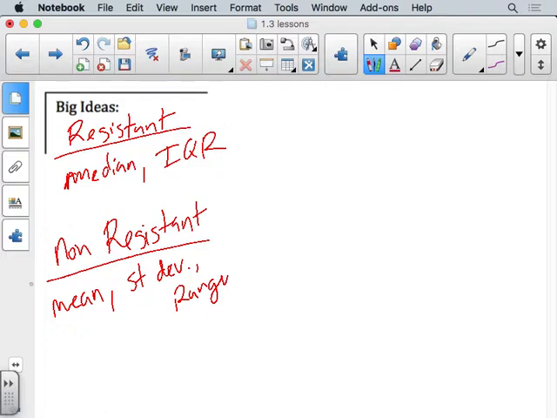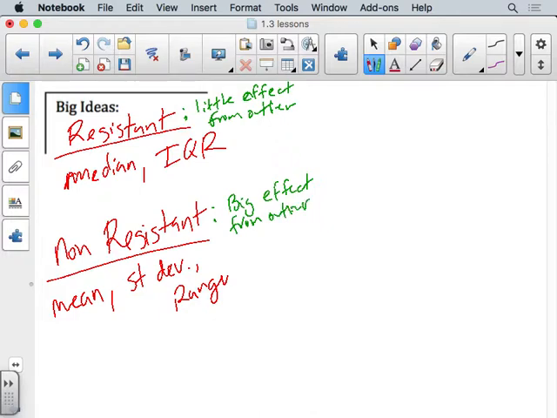And then I guess if I put, because if y'all look back at these, it might be nice to immediately see, like, resistant just means little effect. Would it be affect or effect? I'm always bad at that. It's probably effect. Oh well, little effect from outlier. So those are less affected. And then non-resistant would be a big effect from outlier. Okay.